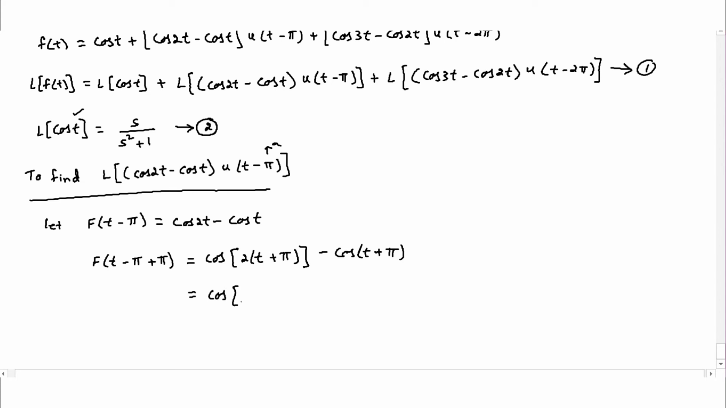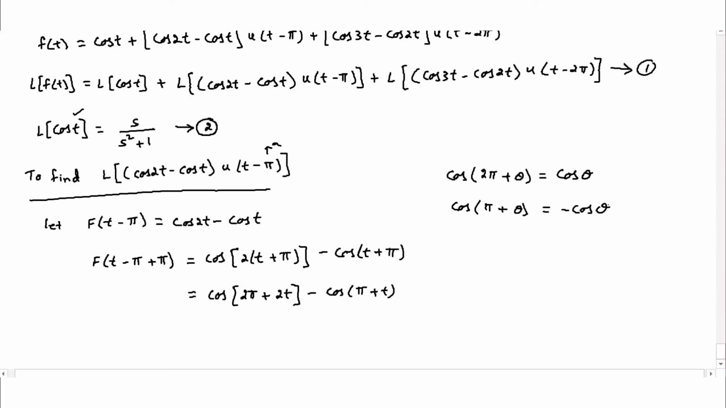This will be nothing but cos of 2t plus 2 pi, or I can write it as 2 pi plus 2t just for convenience, minus cos of pi plus t. The first term is in the form of cos of 360 plus theta, and we know cos of 360 plus theta will be cos theta itself. Next we are having cos of pi plus t, or pi plus theta. So cos of 180 plus theta will be minus cos of theta. So using these basic formulas, I can just plug in over here.